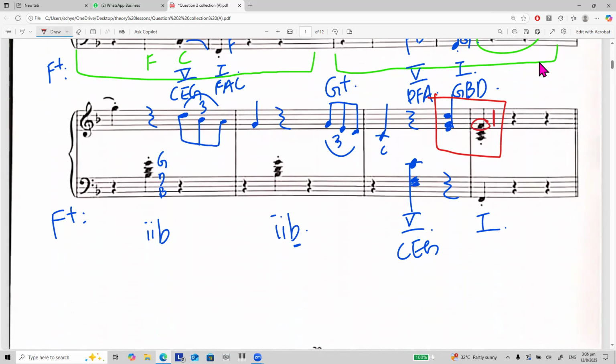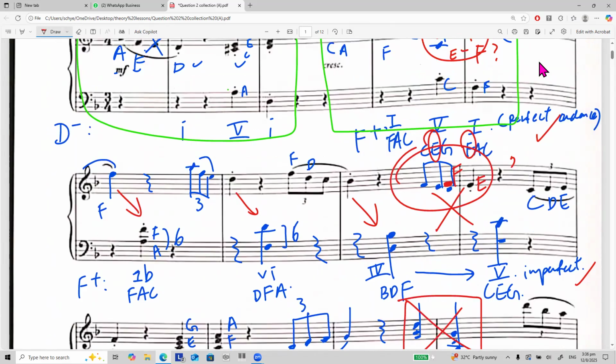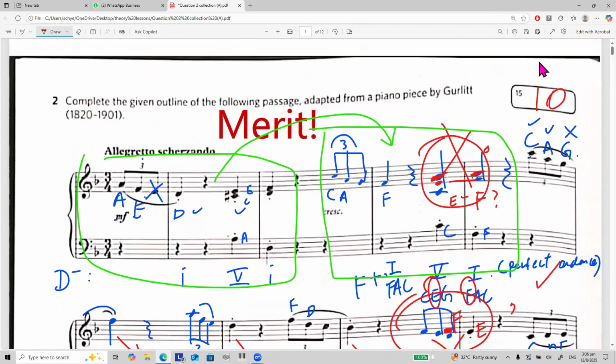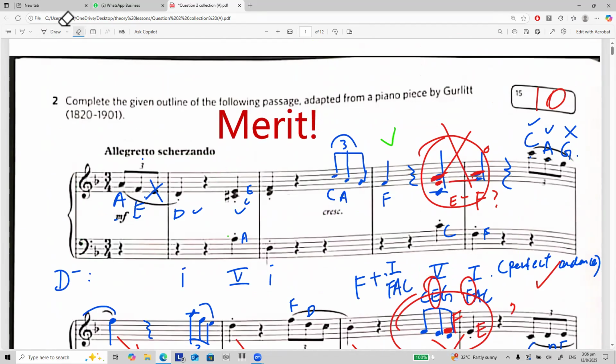Like this is a tonic chord 1, and the top note here should be leading note to tonic. So it should be C and E. This is to resolve the phrase. Okay, so for example, there are many reasons that the student can lose the mark.